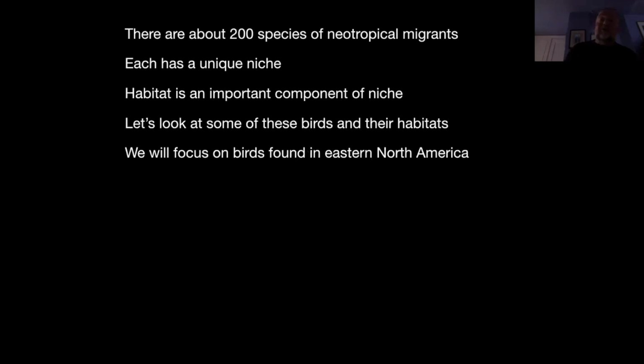And we're going to focus on birds that are found in eastern North America. There's certainly a number of neotropical migrants who reside during the breeding season in the western US, but I don't want to keep you up till midnight, so we're narrowing the focus to the things that are in our part of the world.